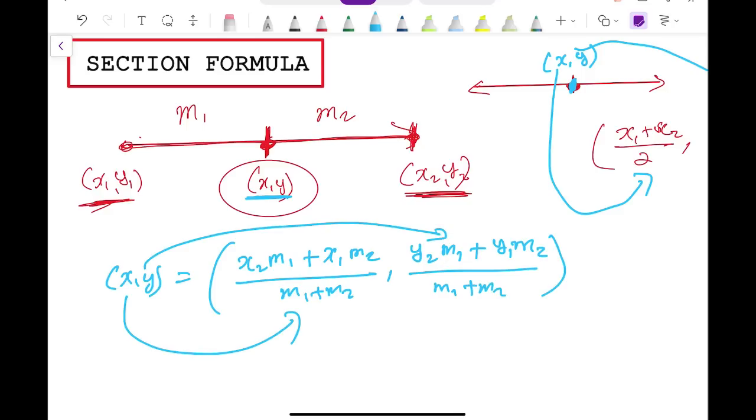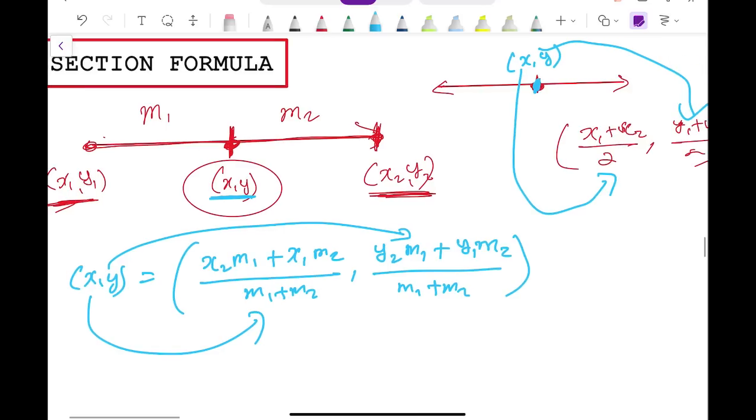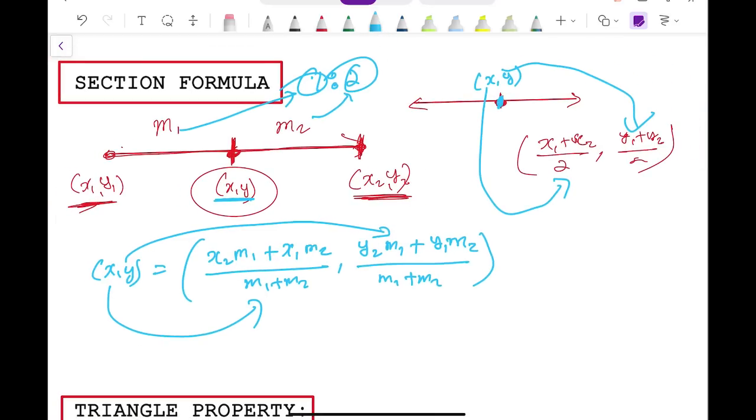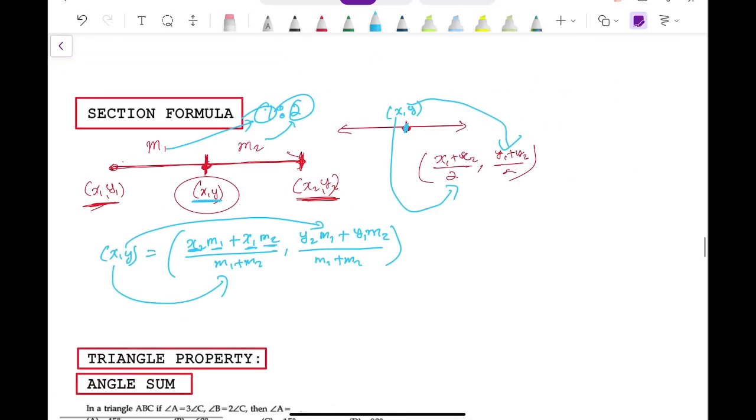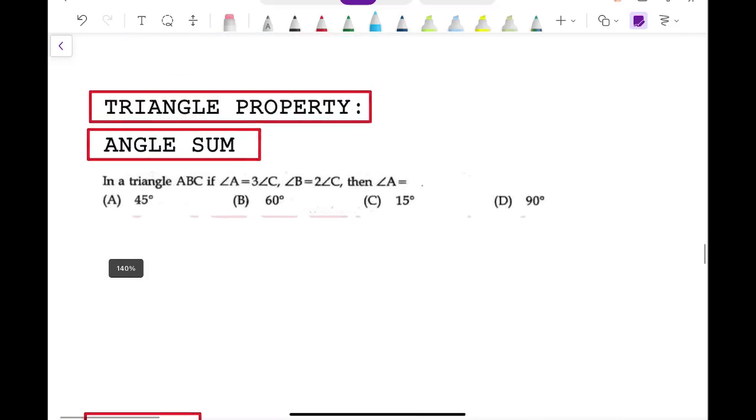So always remember that. In your question, 2 points will be given, and it is divided in a ratio. It will be given like this: it will be divided into ratio 1:2 or 2:3 or 4:5, any kind of ratio, okay. The first one will be m1 and the second one will be m2. But you need to remember this. How can you remember this formula easily? Simple thing is x2 will go with m1 and x1 will go with m2. So 1 and 1 should not be together. So remember that. Let's go to the next.